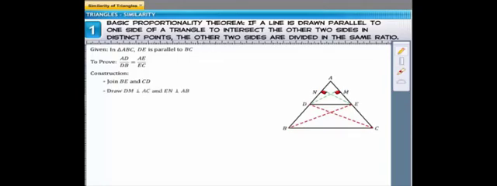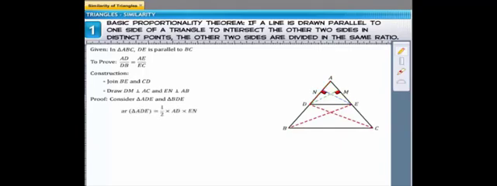Let's begin the proof. Consider triangle ADE and triangle BDE. The area of a triangle can be calculated as half of the product of the base and the corresponding height. This means the area of triangle ADE is half the product of the base AD and the height EN.